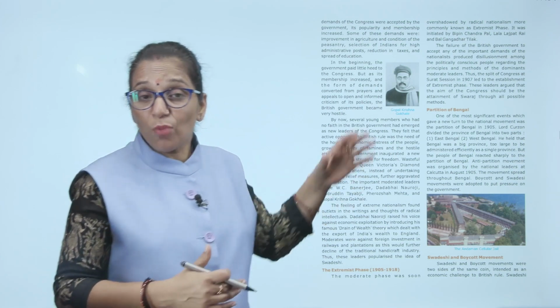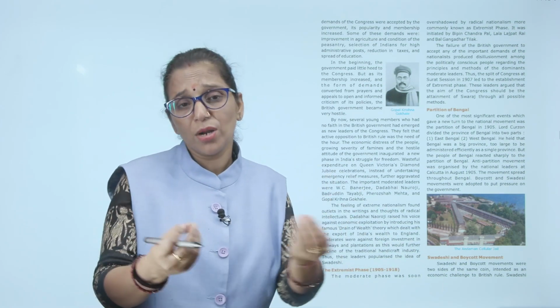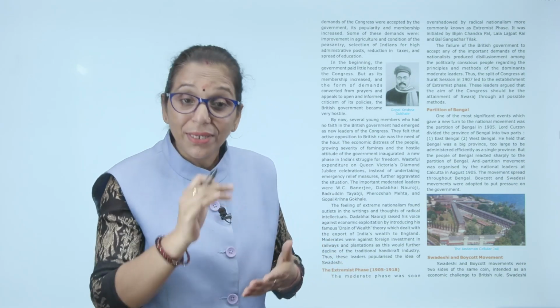Some of the demands of the moderate phase leaders were improvement in agriculture and the condition of the peasantry. Please do something in the agriculture of India. Do something for the improvement of the poor peasantry class. Yes, again writing a petition. Selection of Indians for higher administrative posts. Reduce the tax surplus and spread education. Such types of petitions were written to the British government.